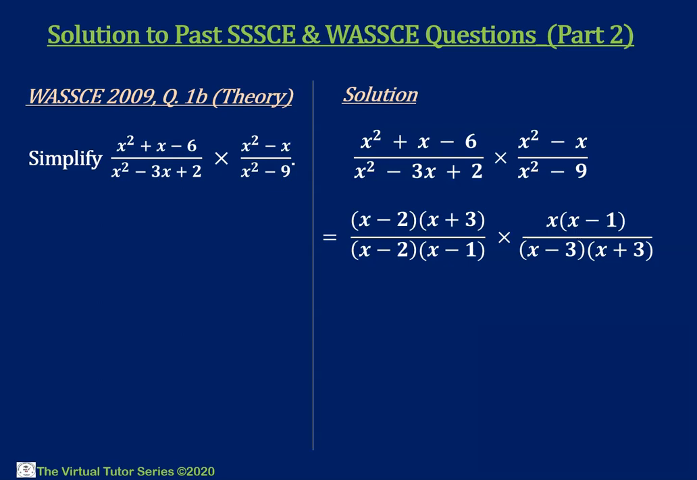At this point, we can cancel the common factors out. So x minus 2 cancels out x minus 2. X plus 3 cancels out x plus 3. And x minus 1 gets rid of x minus 1. We are then left with x over x minus 3 as our final expression.